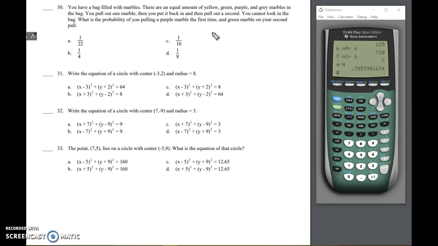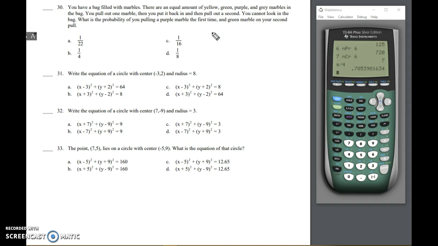And our last probability problem, you have a bag filled with marbles. There are an equal amount of yellow, green, purple, and gray marbles in your bag. You pull out one marble, then you put it back and pull out a second. You cannot look in the bag, so what's the probability of you pulling a purple marble the first time and a green marble your second time?